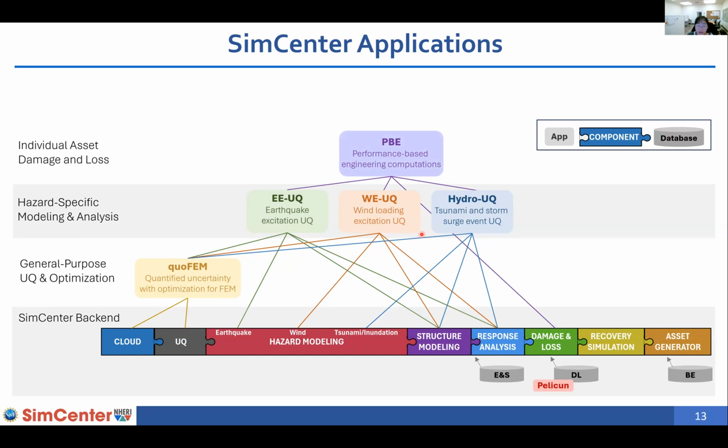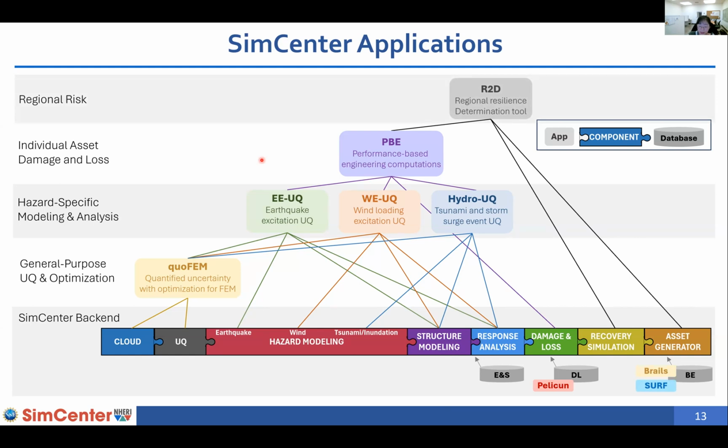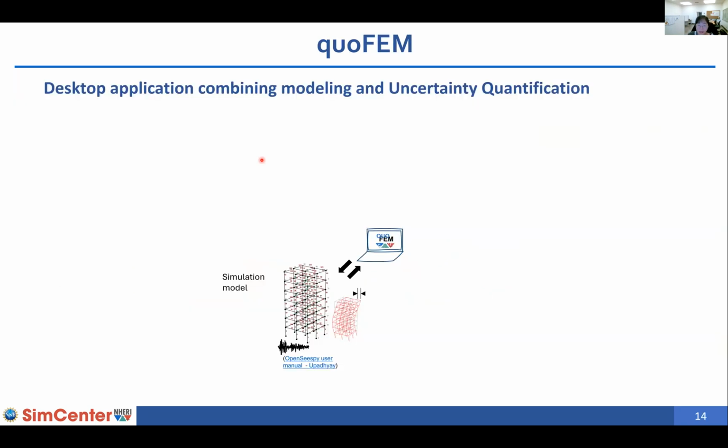And then the third level tool is called performance-based engineering. It takes the high resolution response from these other tools and also connects the damage and loss assessment module so that we can really estimate the performance. But until this, we care about individual buildings, and with the final tool called the R2D tool, we really scale up this analysis to the regional scale. And I would like to briefly go through the tools one by one for the next few slides.